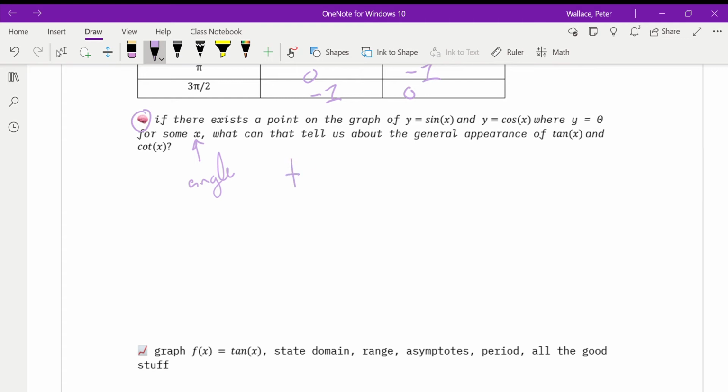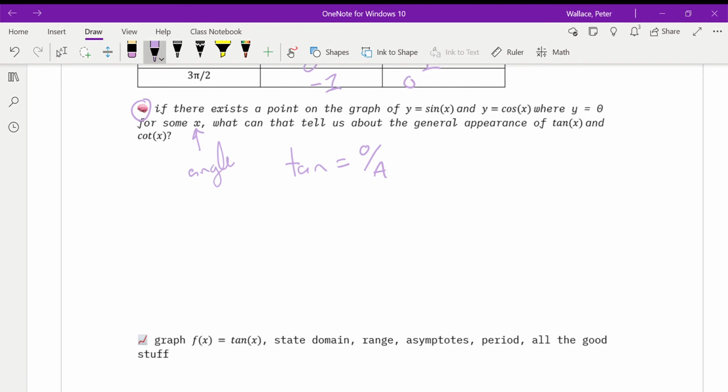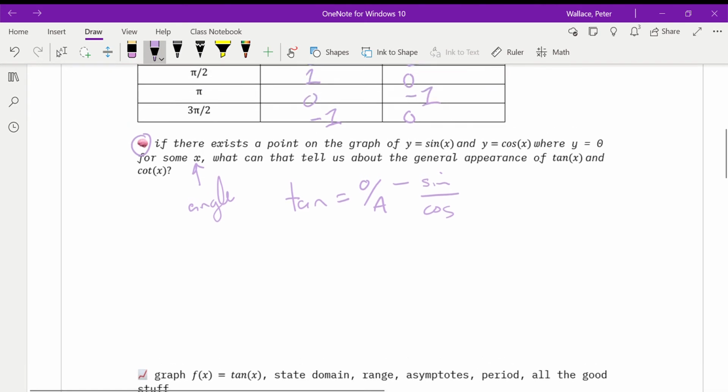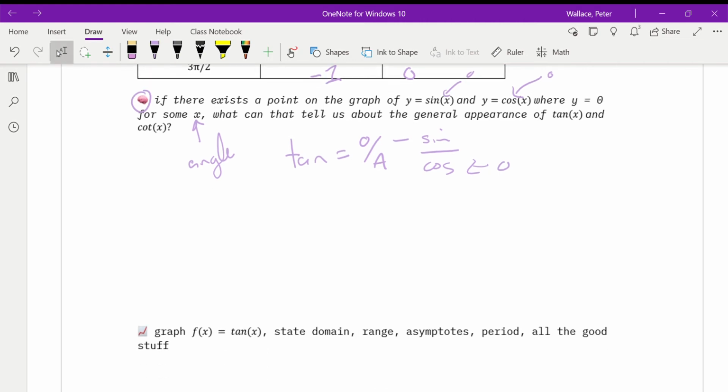Now, tangent, we know from forever ago, is opposite over adjacent, so got TOA. So our opposite generally is sine and over cosine. So if there exists a point where both of these have a 0 value, as we've just highlighted in our table, if one of these is 0, that's going to cause a problem, right? So tell us about the general appearance of it. Now, we know when we divide by 0 in math, it's undefined. So we're either going to have some sort of hole or an asymptote.